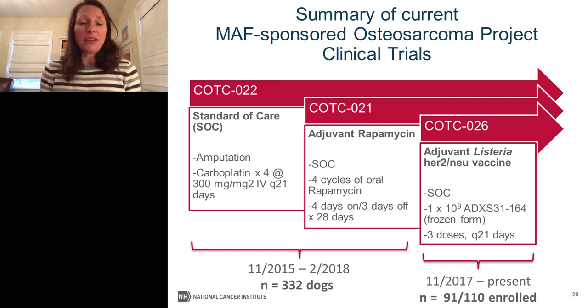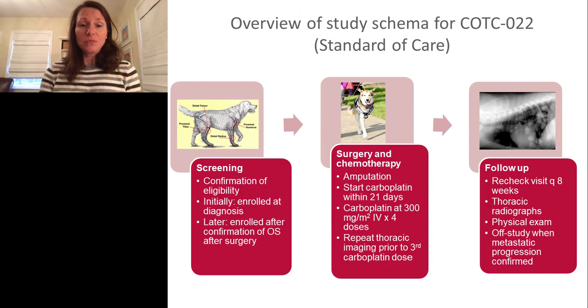Again, I think that reflects the fact that this is a funded trial mechanism, and pet owners really appreciate the opportunity to have care carried out through this mechanism, and that this is just a really common disease as well. So it really does serve the needs of both the veterinary and the pediatric communities to have these types of trials open. And this is the study schema for the standard of care arm.